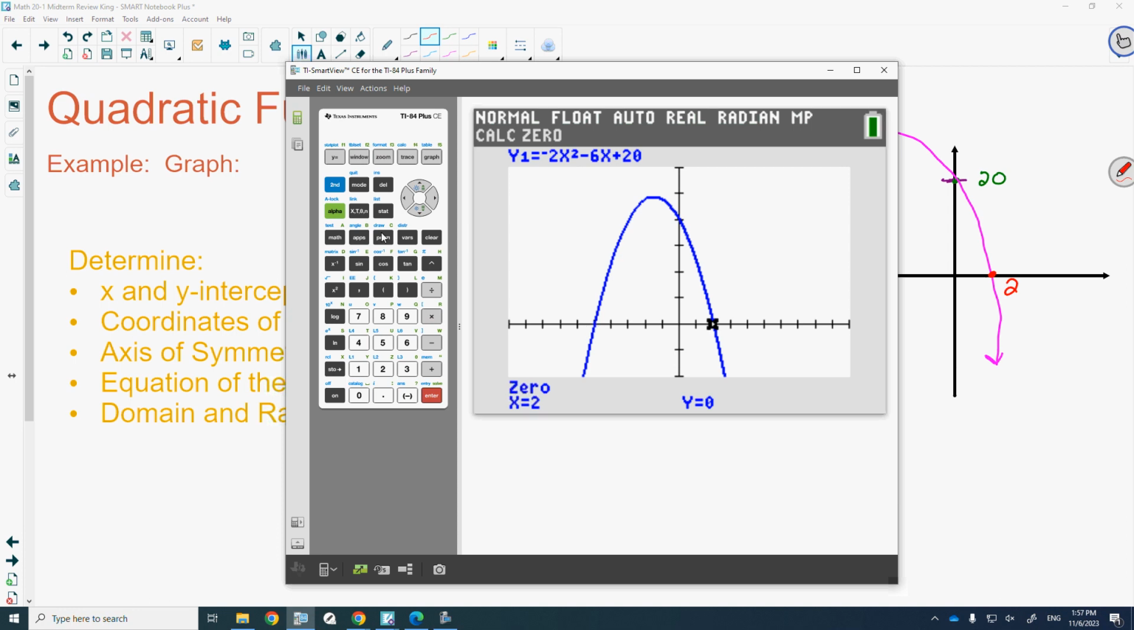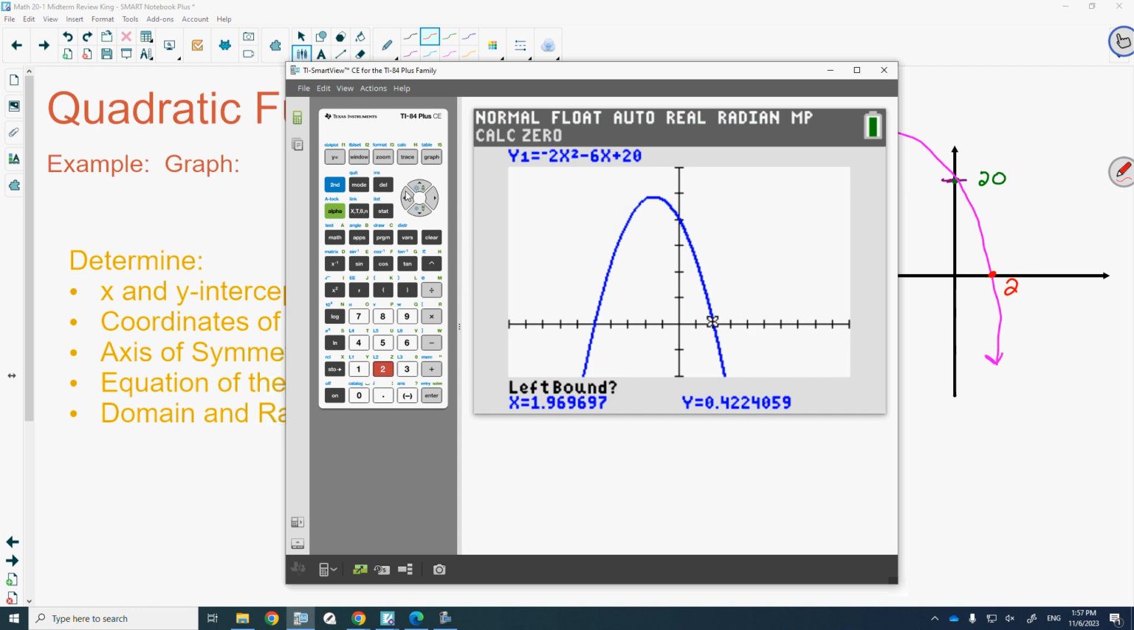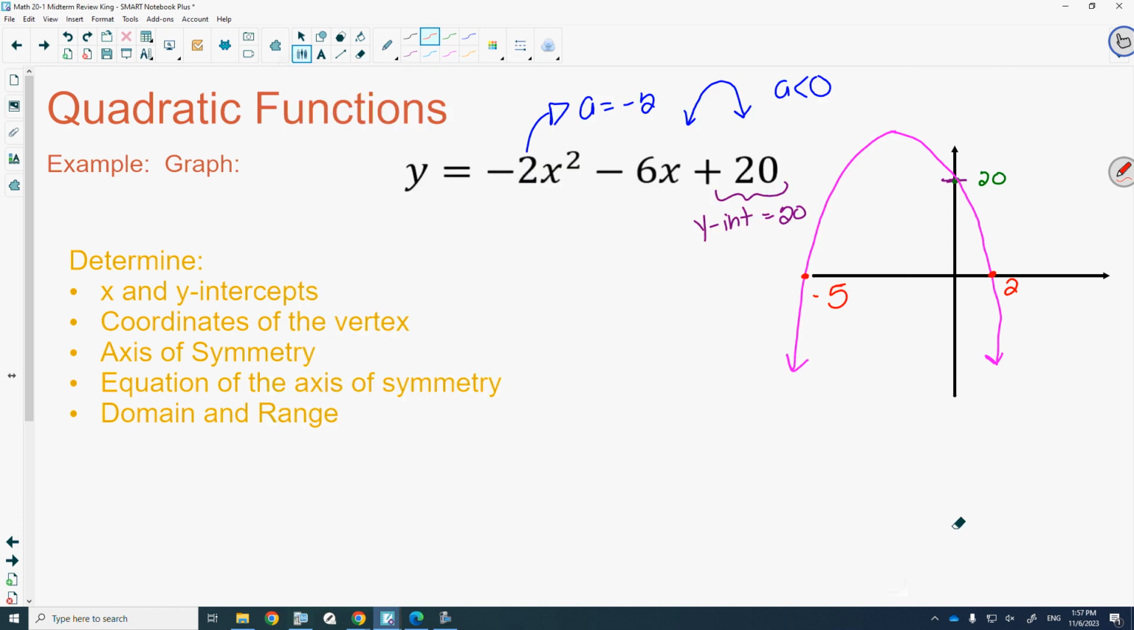I want to check this other x-intercept. Second, calculate, 0. For this x-intercept over here, I first go left bound, so my left arrow, and then right bound, right arrow. So negative 5 and 2. Okay, so if they want it as ordered pairs, my x-intercepts are negative 5 and 2.